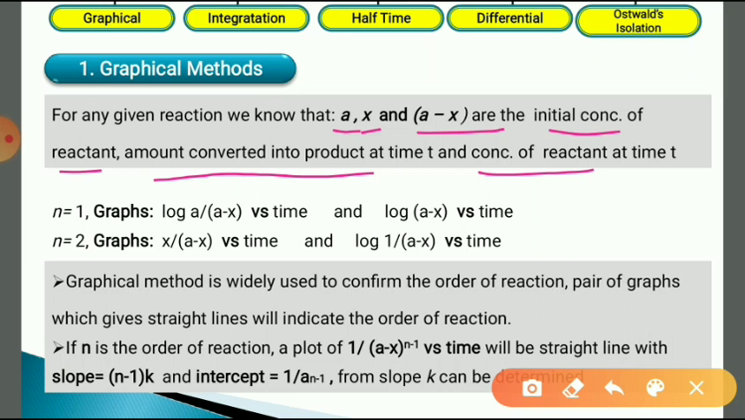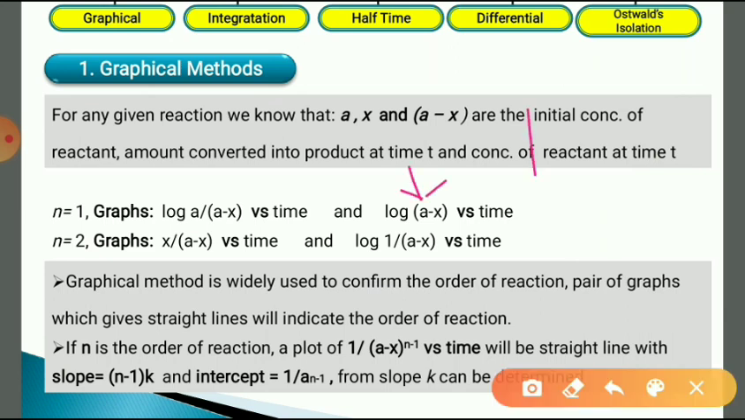From these values we can plot graphs. For n equal to 1, two graphs are there. The first one is the equation of a line, and from this we get a graph passing through the origin. The second one is the equation of a line which intersects the y-axis at some point. So these are the graphs for a first order reaction.